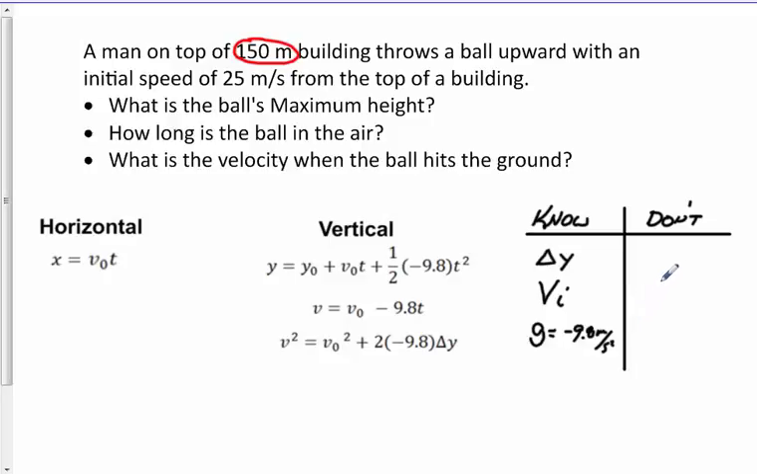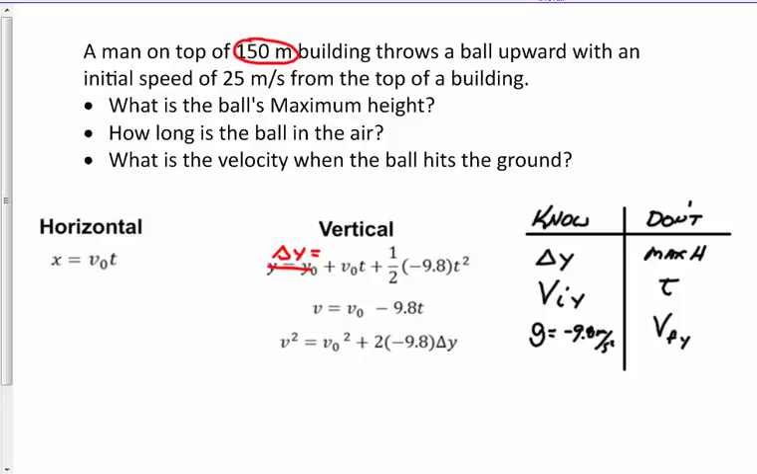Things I don't know: I don't know maximum height, and I don't know time. And I don't know final velocity when it hits the ground in the y direction, and I'll make this y here too. I have listed all the equations here. Now this one, I like to often move the y initial to the other side, and I'll just change this to be delta y is equal to this equation here.